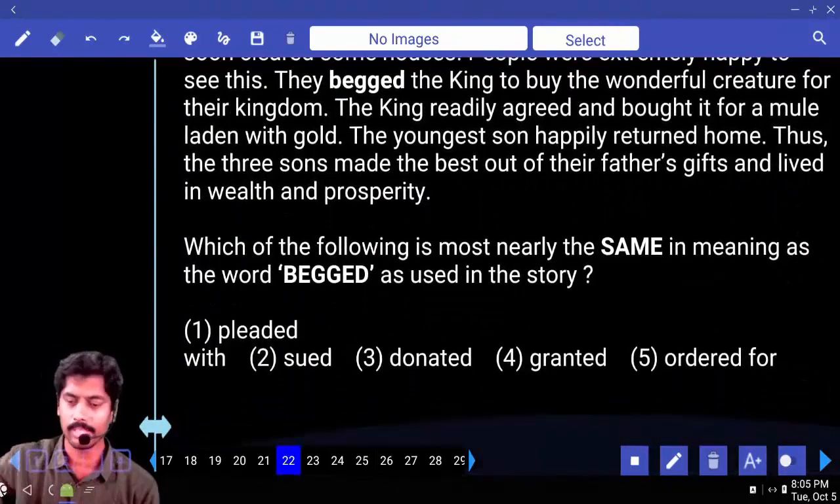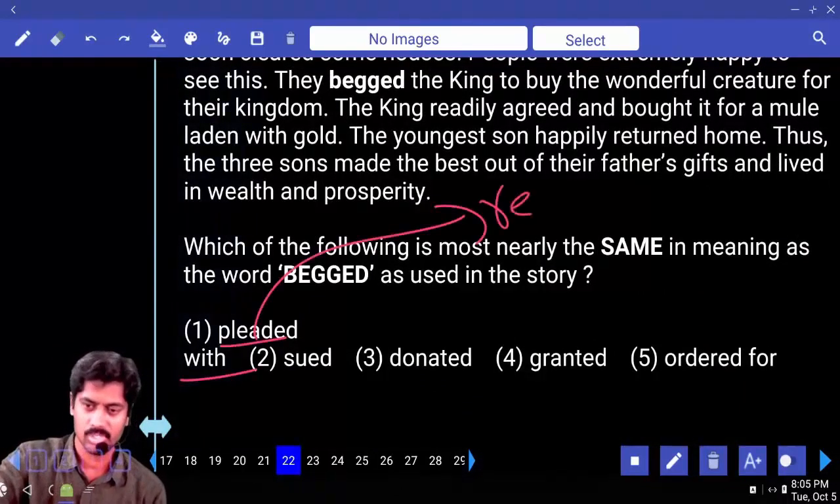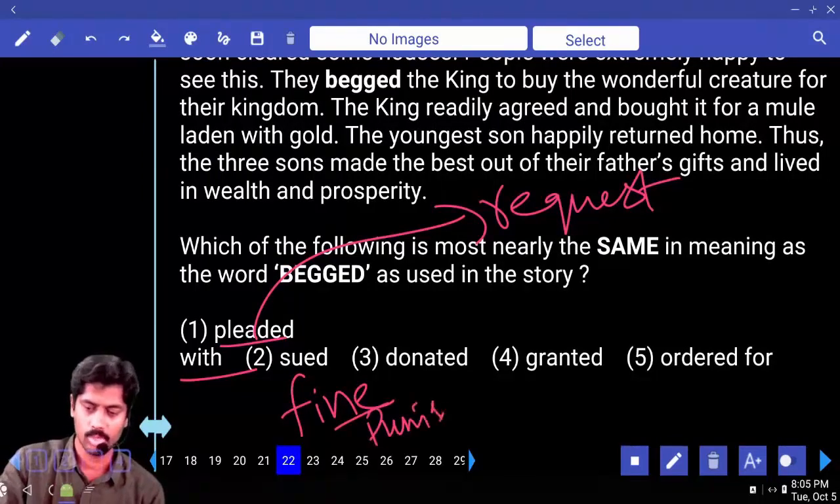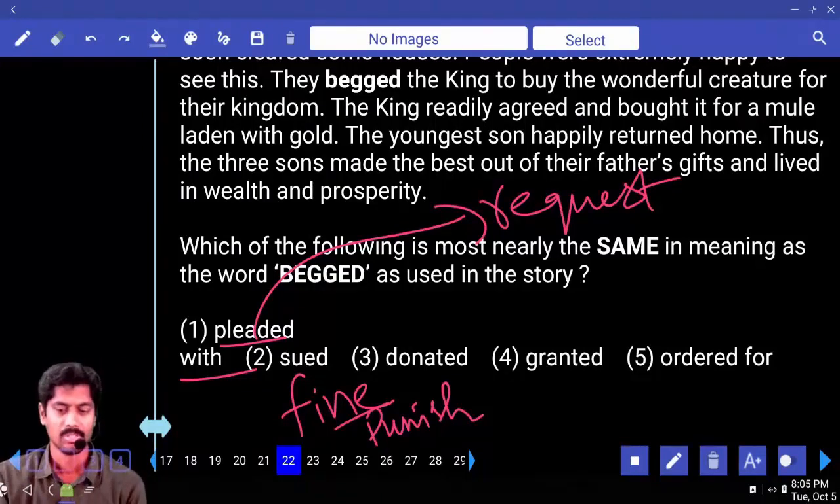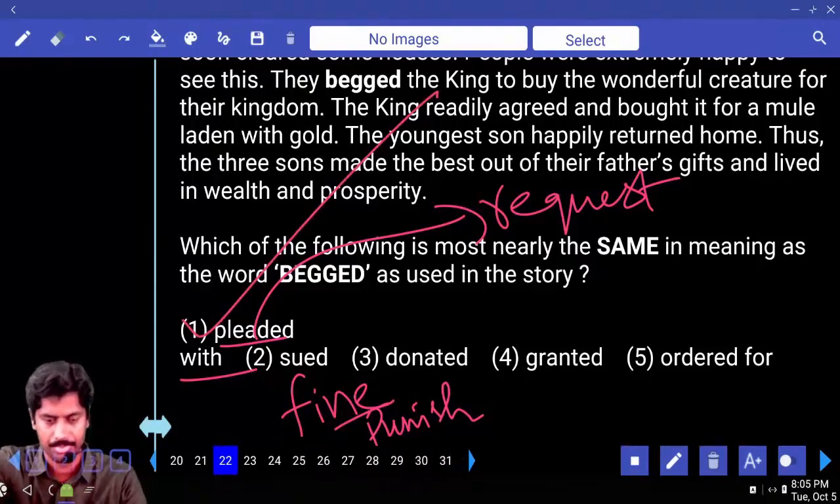So they begged the king. Plead means please, request, same meaning, okay. Sue means fine somebody, punish somebody. Americans, they use this word. I will sue you in court. Donated, granted, ordered. Answer 1. Pleaded with.